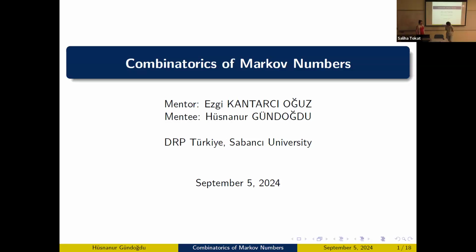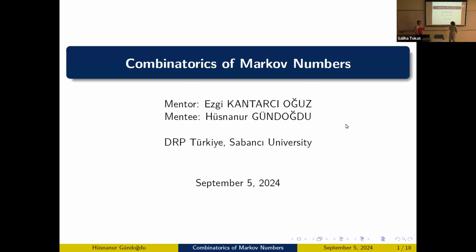And I got the chance to work with two wonderful students for the ERP, Hüsnanur here and Hasan here. And we all looked at parts of Aigner's book on Markov numbers and the 100 years of the uniqueness conjecture. Markov numbers are really exciting.